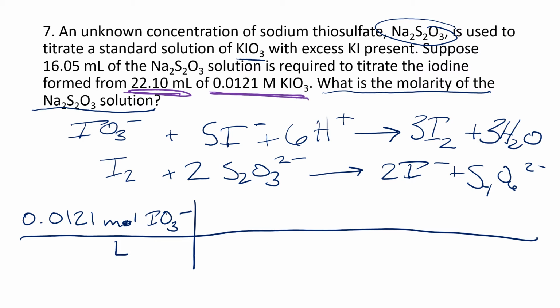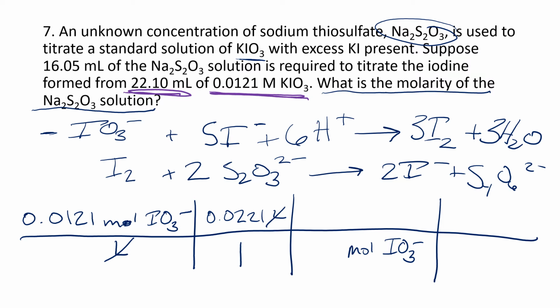So it took 22.1 milliliters for this to titrate. So I have to convert that to liters, so I divided it by 1,000. I'm just going to put a 1 down here because it's a placeholder. So those liters are going to cancel, and I'm left with moles of IO3 minus. But I'm trying to get over to moles of S2O3. So let's look at this first equation. I want to have moles of IO3 on the bottom so I can then have those cancel.